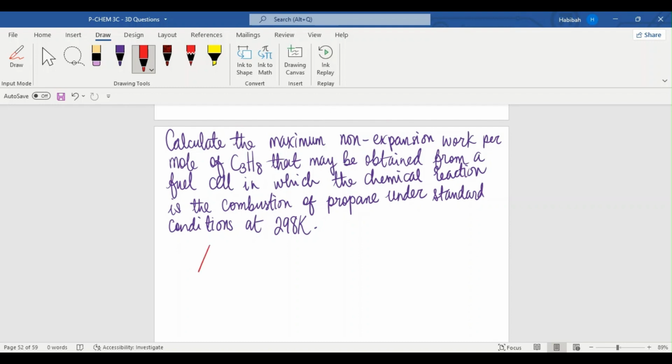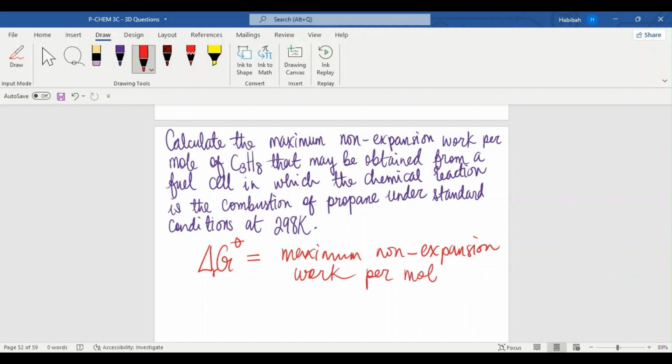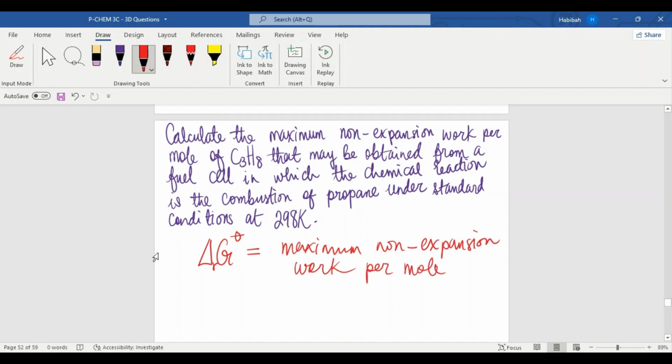For any of you who don't know, this is just a trick question. Indirectly, what they're asking you is to determine the standard Gibbs energy of reaction, which is the same thing as the maximum non-expansion work. There isn't one particular formula for non-expansion work. They are just using another synonym for the maximum non-expansion work, which is simply the standard Gibbs energy of reaction. If you look at your physical chemistry textbook, you're going to see that maximum non-expansion work per mole is the same thing as calculating the standard Gibbs energy of reaction.